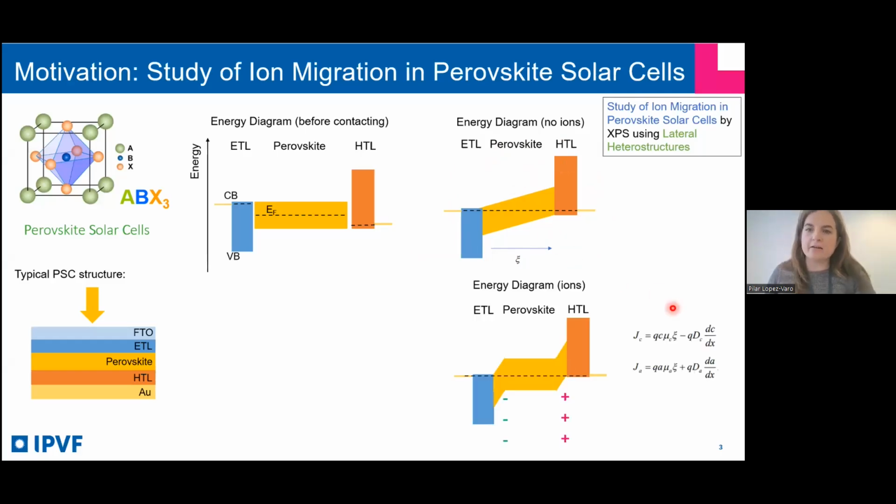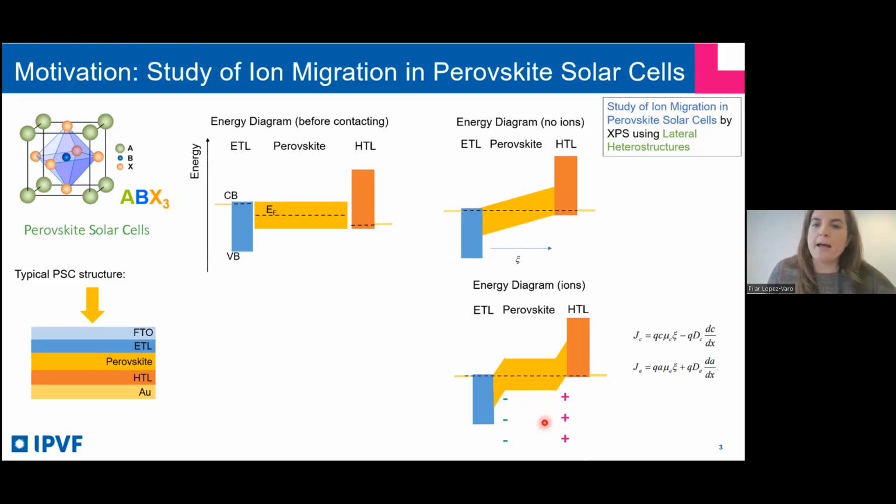But if we have ions, and assuming that they migrate following a drift-diffusion equation, we can get something like this. In the perovskite we can have two types of species. To simplify, we have positive species, which could be cations or positive vacancies, and negative species, which can be anions or negative vacancies. By simplification, I will call these the cations and these the anions.